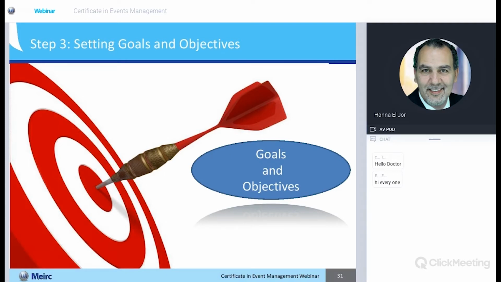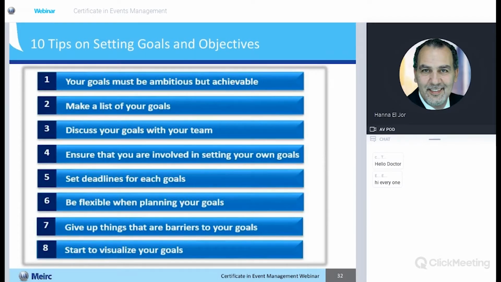Step number 3, when we are talking about planning an event or the process of planning an event, is to set goals and objectives. And of course, when we talk about goals and objectives, we are talking about SMART goals and objectives. Okay? And SMART, I'm sure you're all familiar with, so I'll go real fast on that.